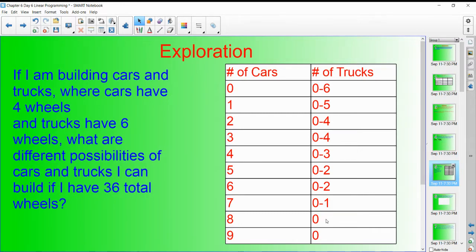But we're going to learn that it really depends on how much profit do I get for each vehicle. If I'm making a lot more money on trucks, maybe I want to make more trucks. If they're about the same, we're going to set up equations and inequalities to help us find the optimal solution.